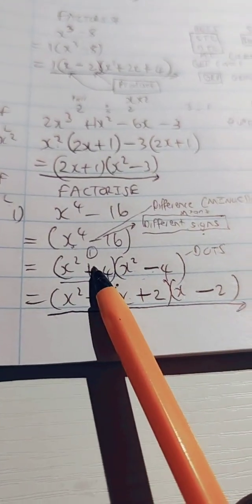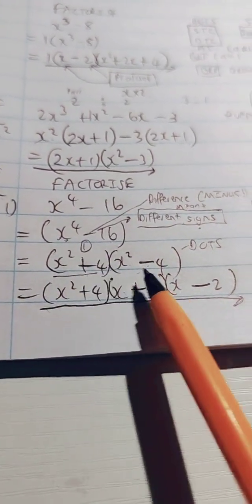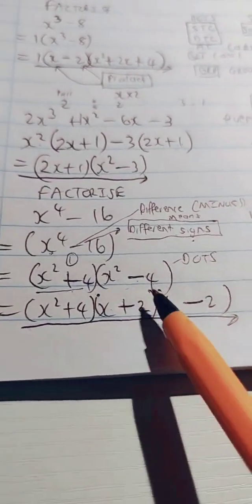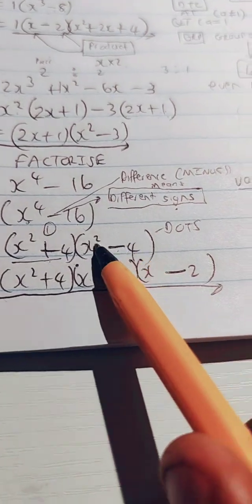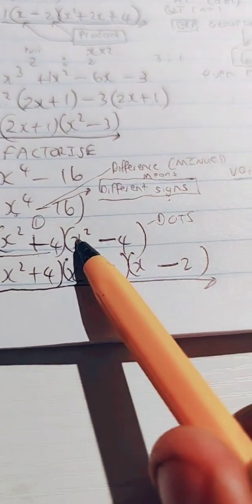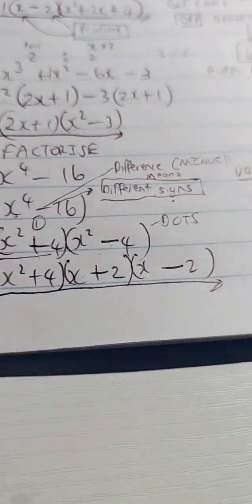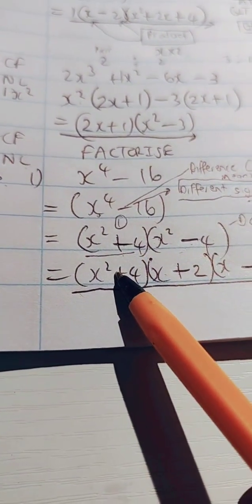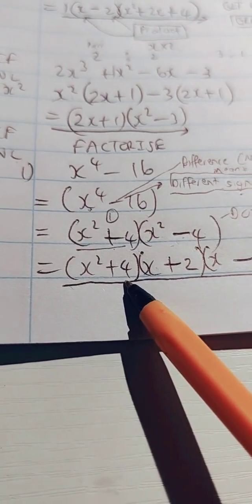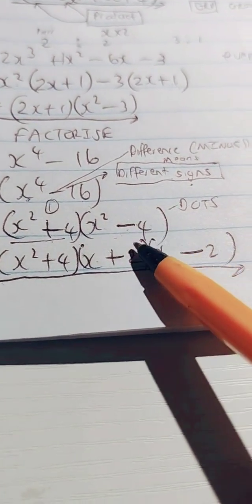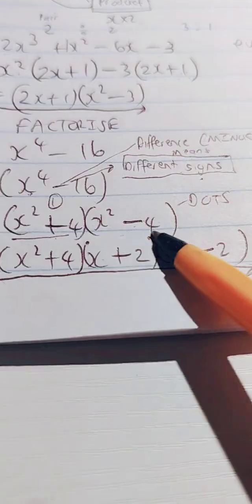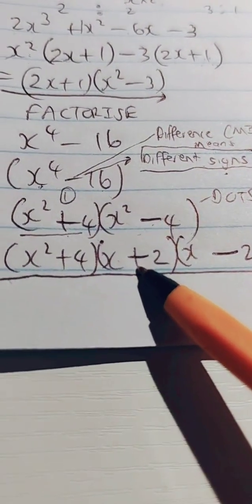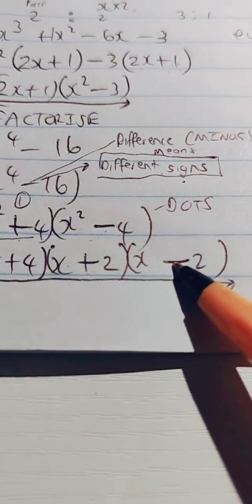Can we factorize the bracket further? This one? No. Can we factorize this bracket further? Yes. Why? Because we have another situation of a difference of 2 perfect squares. So then what do we do? We bring down x squared plus 4 because it cannot be factorized further. We then open 2 additional brackets for x squared minus 4. We write a plus sign in the first bracket and a minus sign in the second.